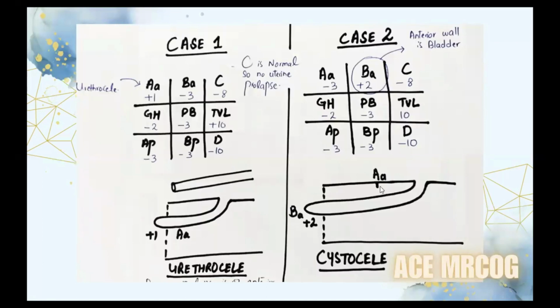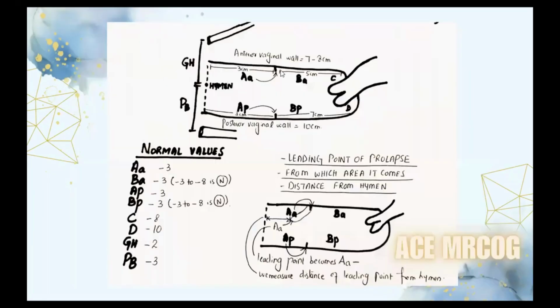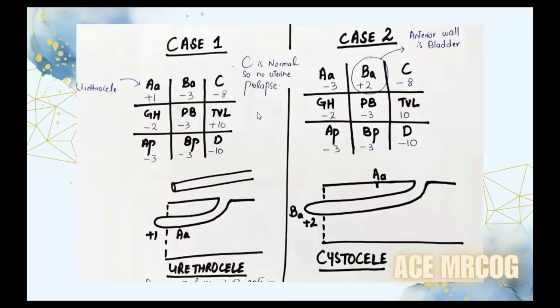So when we talk about the B point, BA is prolapsed. See here, all the grade is normal, but BA is +2. This means that the upper anterior wall is basically the bladder. So when BA is prolapsed and we say it is +2, this means that it is 2 centimeter outside the hymen. So this means that it is a cystocele, it is the bladder. This portion is the urethra and this portion is the bladder, and posteriorly it is only rectum. Is everyone clear about urethrocoele and cystocele? That how we see on the grid?